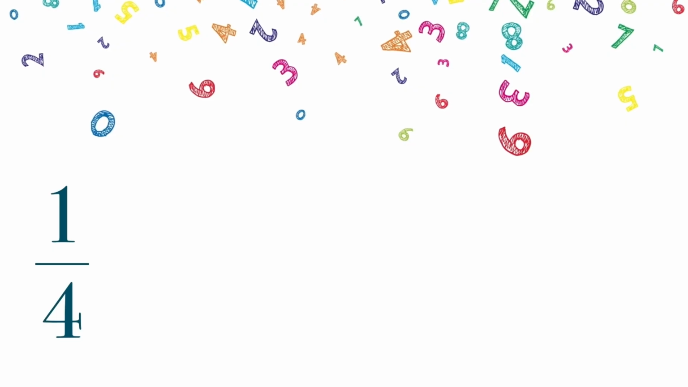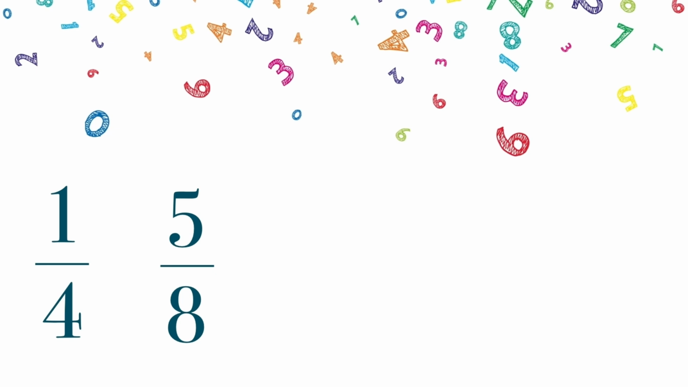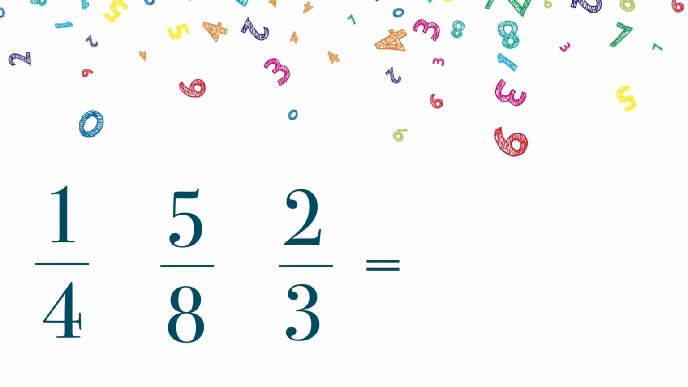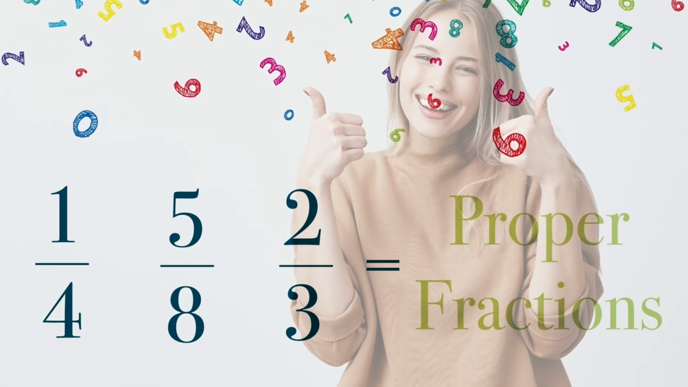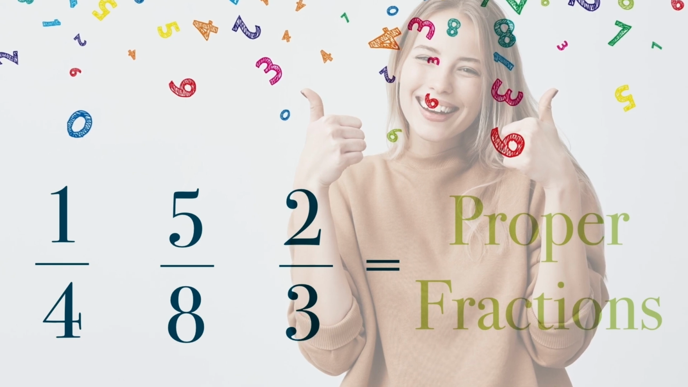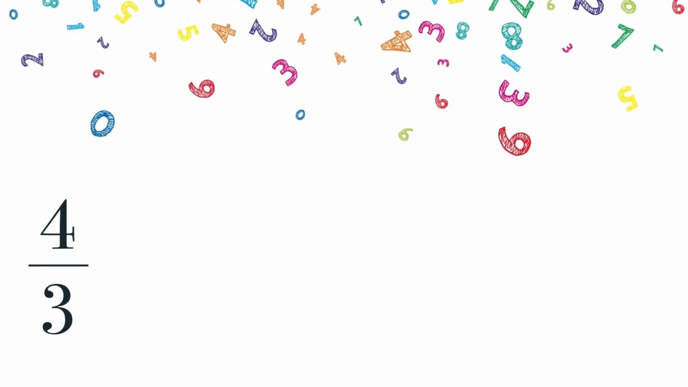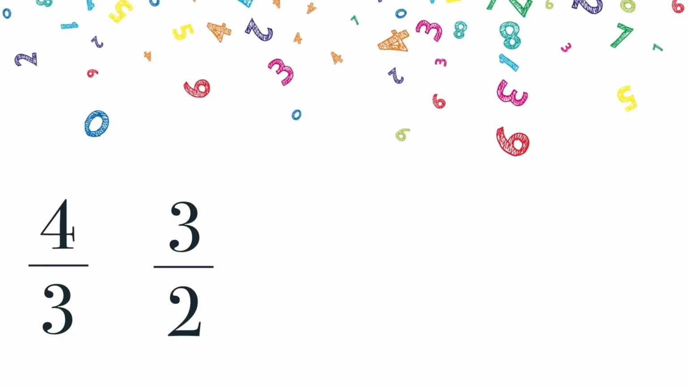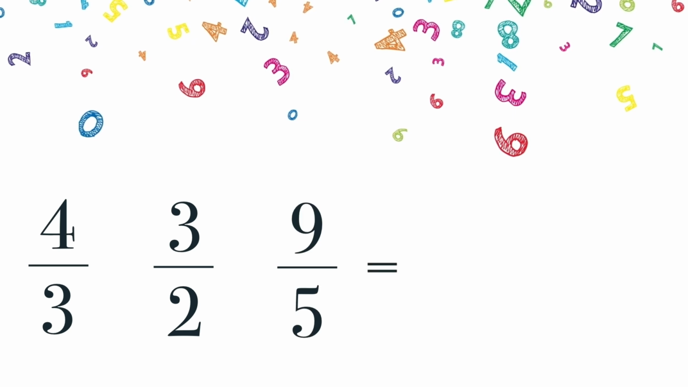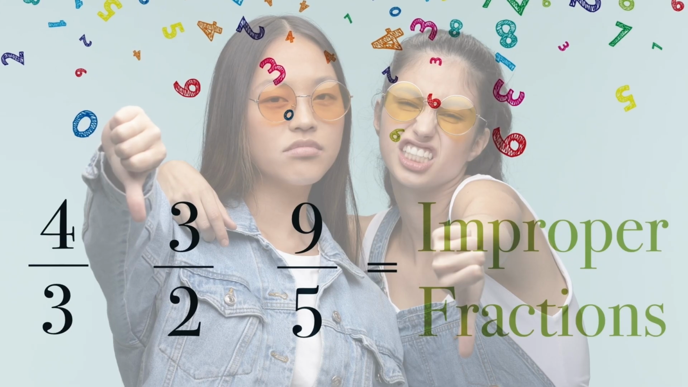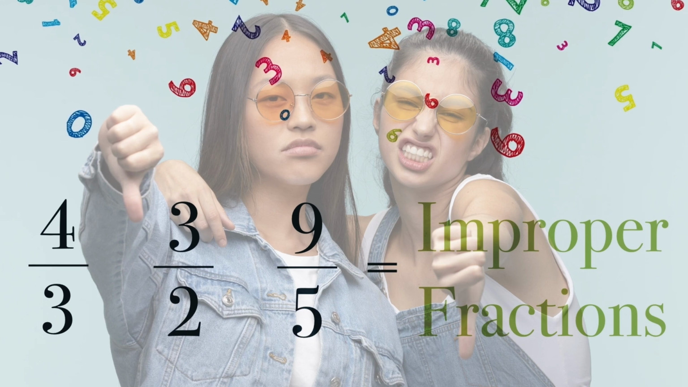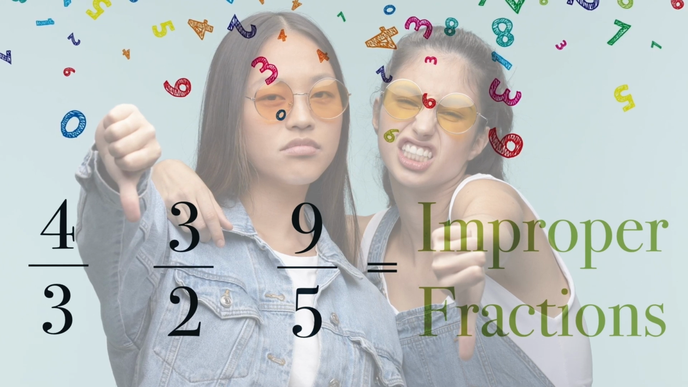Typically, when fractions are involved, the numerators are smaller than the denominators. These, my friends, are called proper fractions. But what if you end up with fractions that look like this? The numerators are larger than the denominators, resulting in a value greater than 1. These are called improper fractions, and it is exactly what it sounds like.